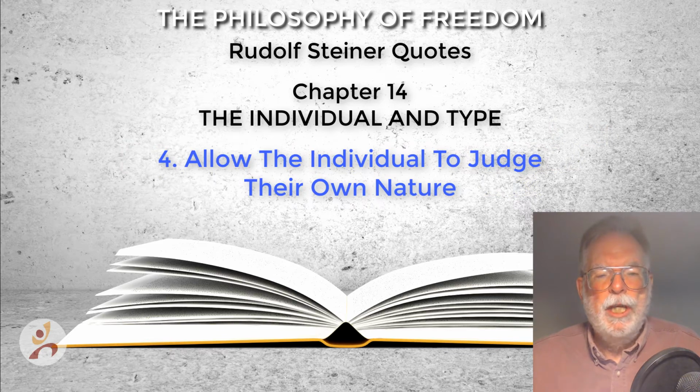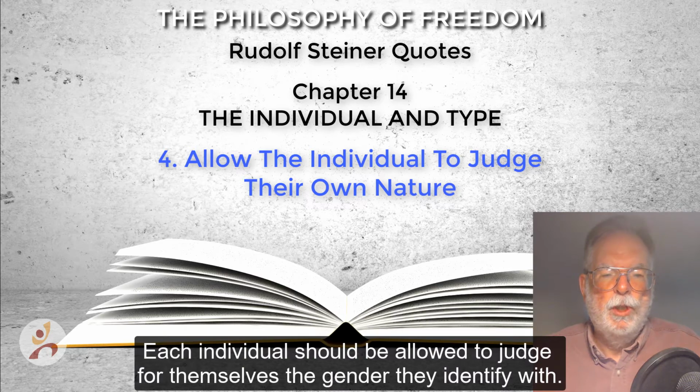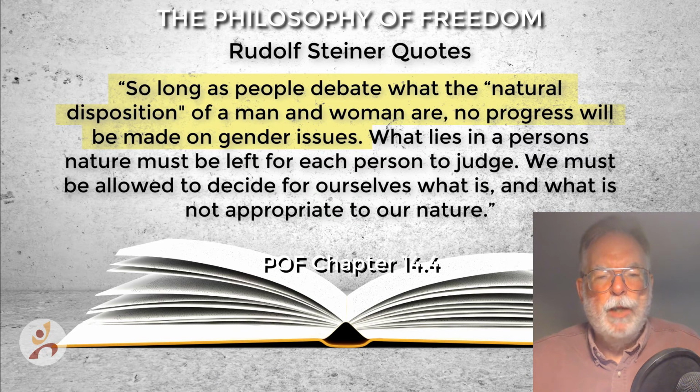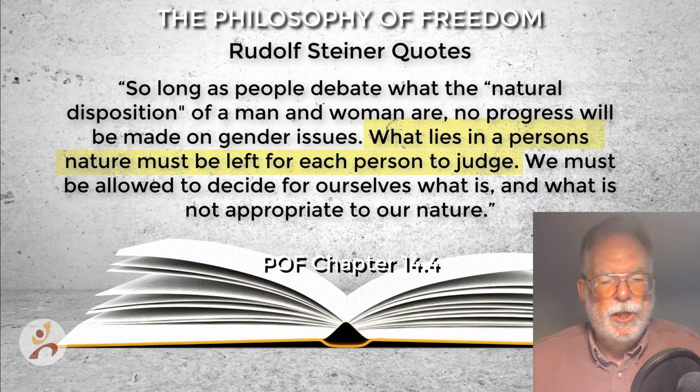4. Allow the individual to judge their own nature. Each individual should be allowed to judge for themselves the gender they identify with. So long as people debate what the natural disposition of a man and woman are, no progress will be made on gender issues. What lies in a person's nature must be left for each person to judge. We must be allowed to decide for ourselves what is and what is not appropriate to our nature.